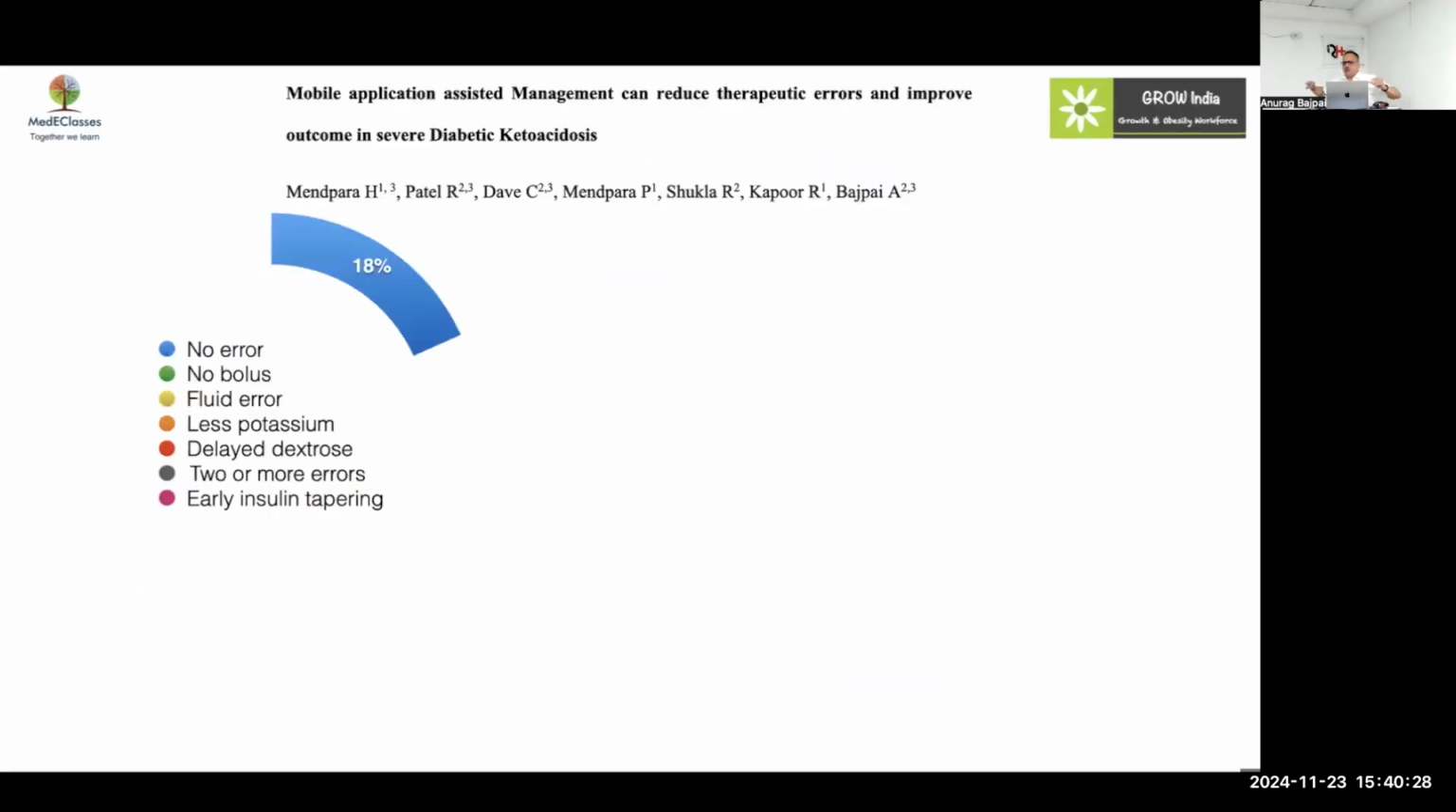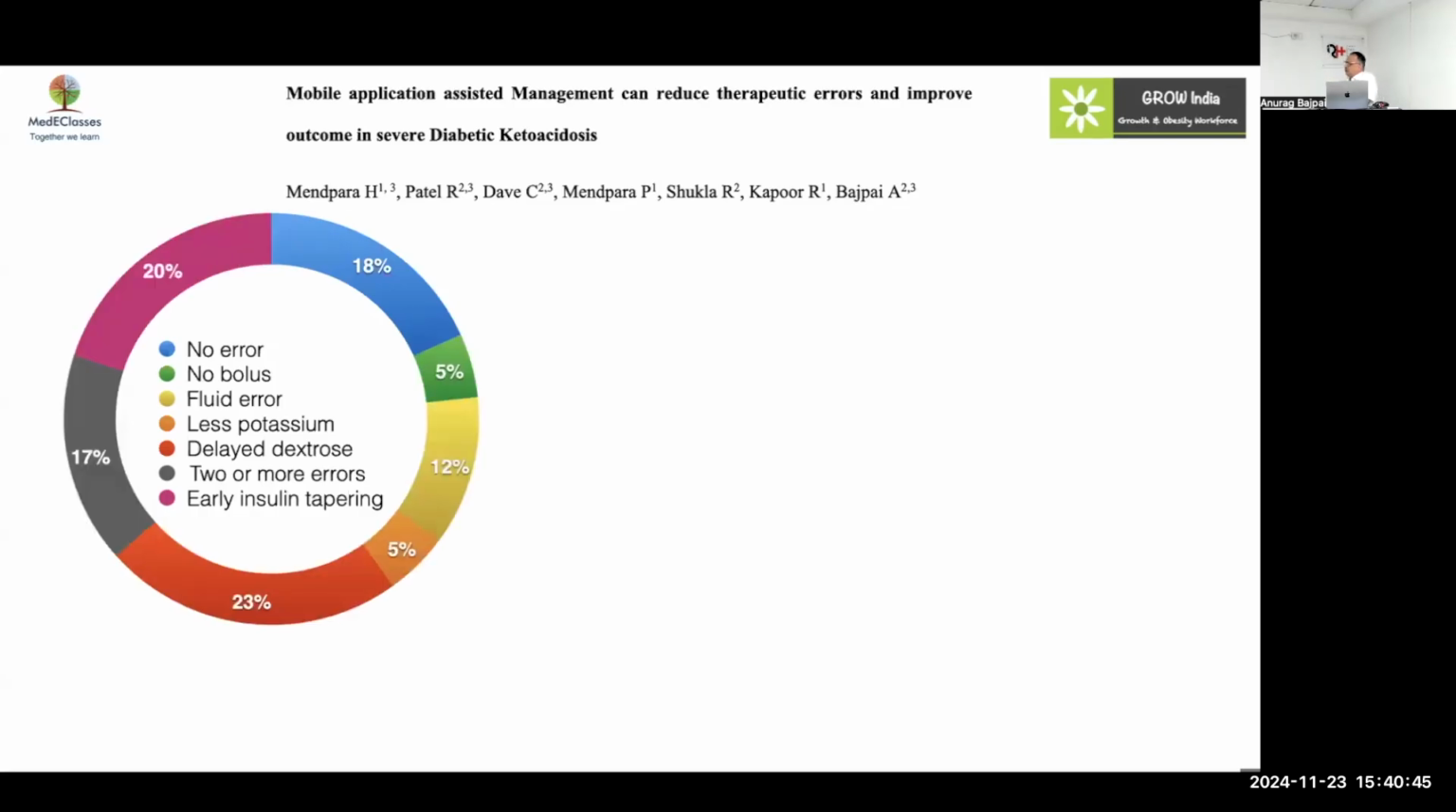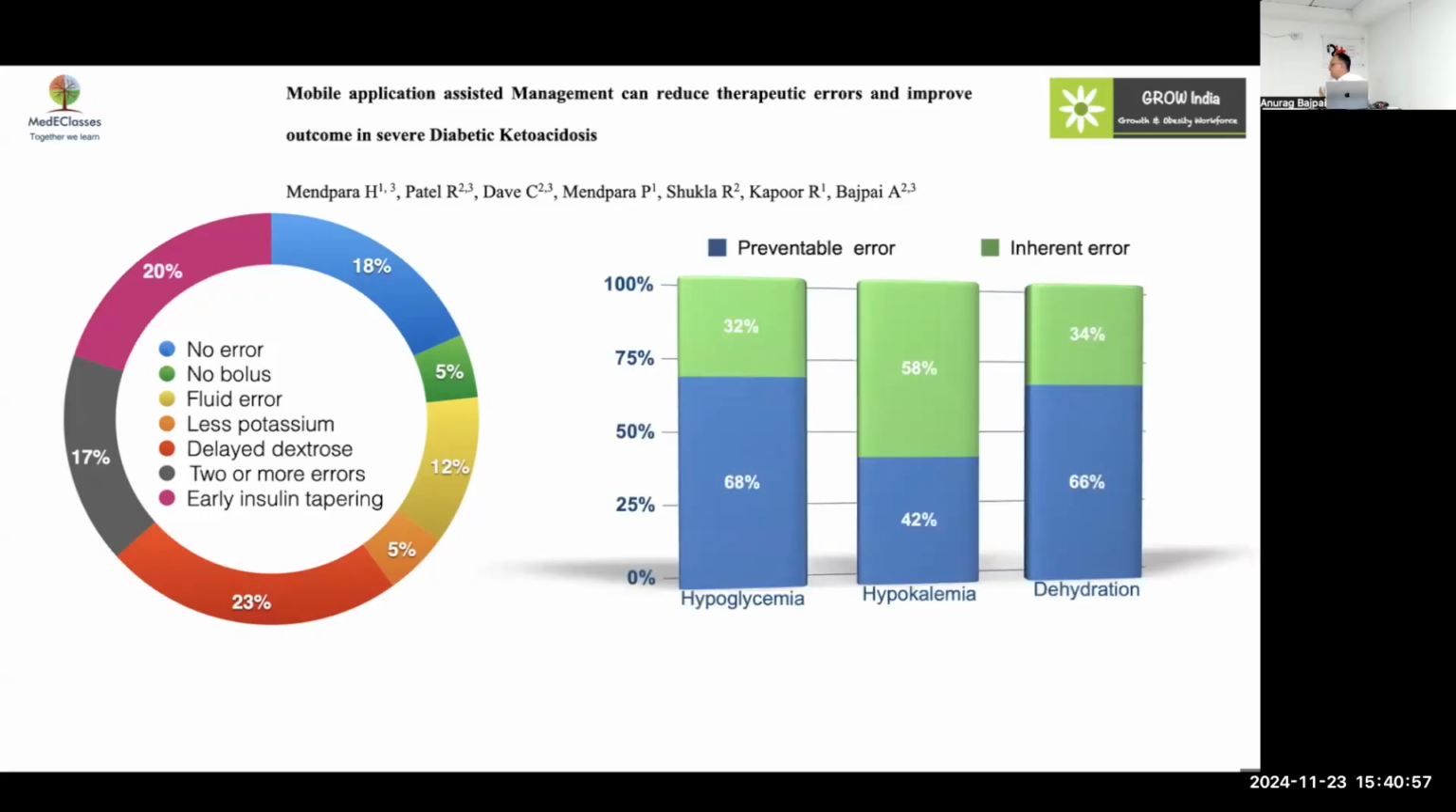Now, this is all theory, but when we actually looked into our own data as to what our people, the intensive care physicians, were doing in the immediate first hour of treatment, we found a lot of errors despite so many classes, despite a written protocol. Around 82% of records had an error. These errors could be that bolus was not given properly, the insulin dose was wrong, sometimes dextrose was not initiated, potassium was not initiated. And these errors could have prevented 32% of hypoglycemia, 58% of hypokalemia, and 34% of dehydration. So despite a good amount of exposure, a lot of errors happen.